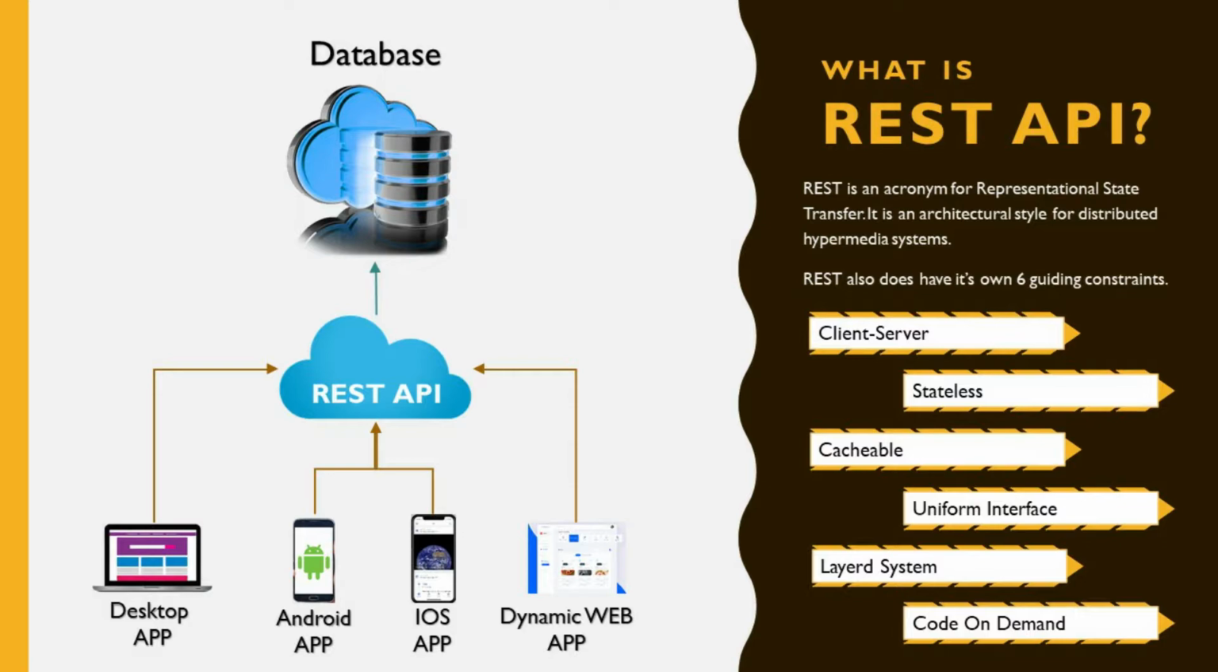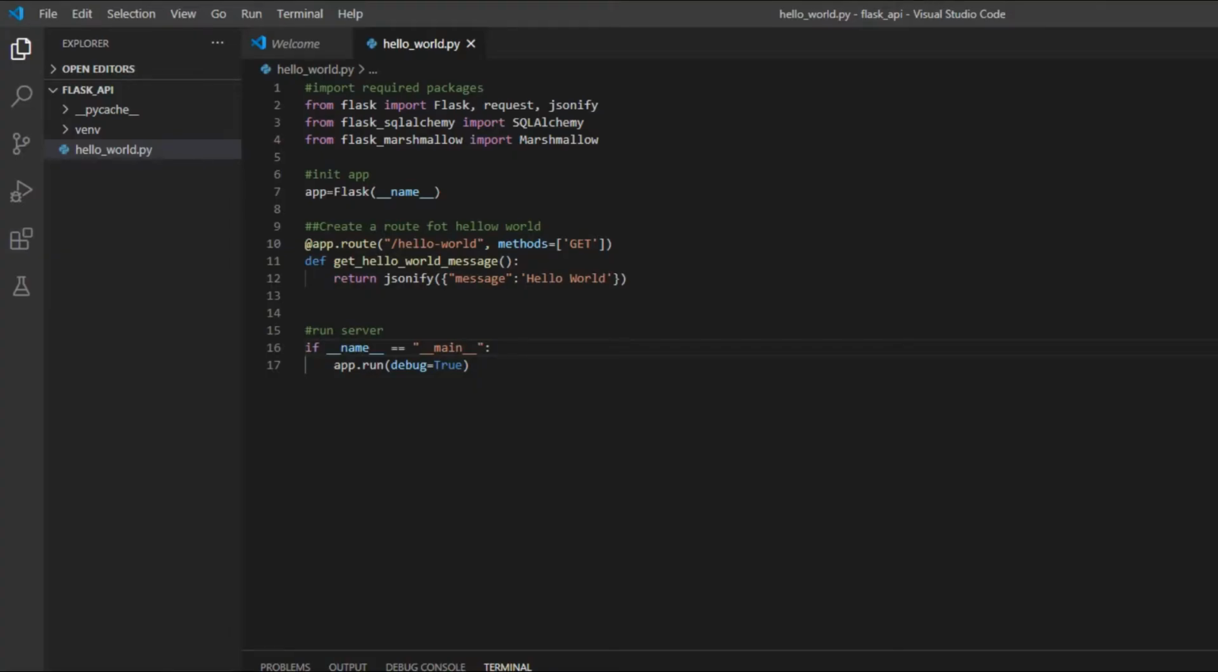And in this video, we are going to create a complete user CRUD operation, that is user management option, using Flask REST API. So let's get started. We have created a hello world function, and we have just activated our virtual environment.